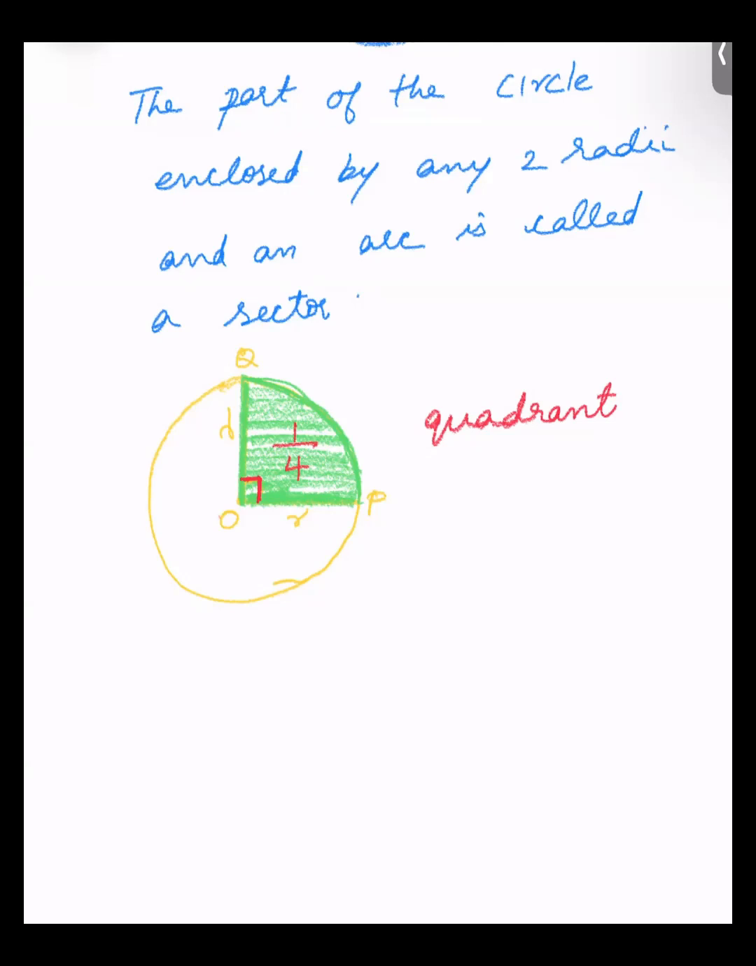Basically, this is a circle enclosed by two mutually perpendicular radii. Mutually perpendicular means OQ is perpendicular to OP and OP is perpendicular to OQ. Both of them are perpendicular to each other. So when you have a circle enclosed by two mutually perpendicular radii, we have a quadrant. What is the meaning of quadrant? 1/4 of a circle.